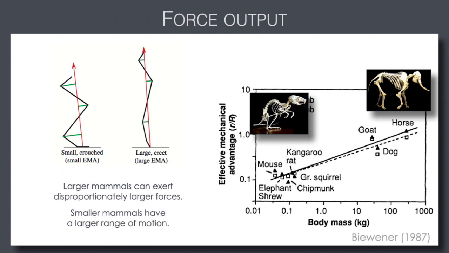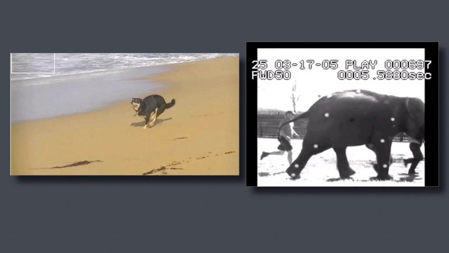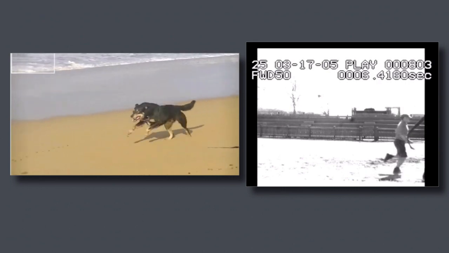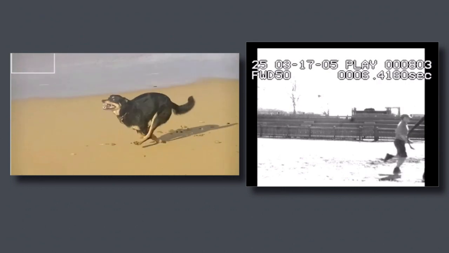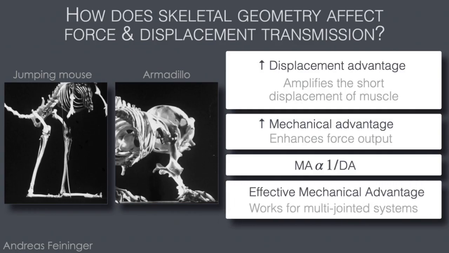Small mammals have the upside, again, because there's this trade-off between mechanical advantage and displacement advantage, you get more displacement advantage. Vertebrates that tend to be smaller have more crouched postures and a greater range of motion. We have this video on the right of the elephant, and we can contrast that to a dog, which is an intermediate size mammal, but they have greater range of motion. We can use the effective mechanical advantage to talk about these principles of force output and mechanical advantage and apply them to multi-jointed systems.